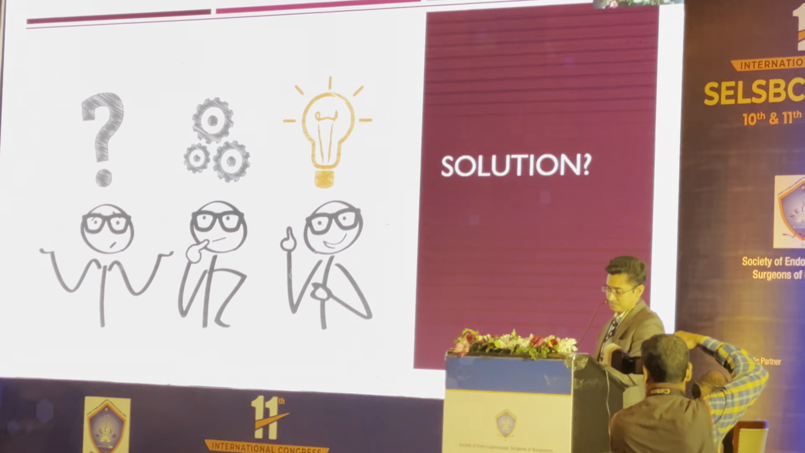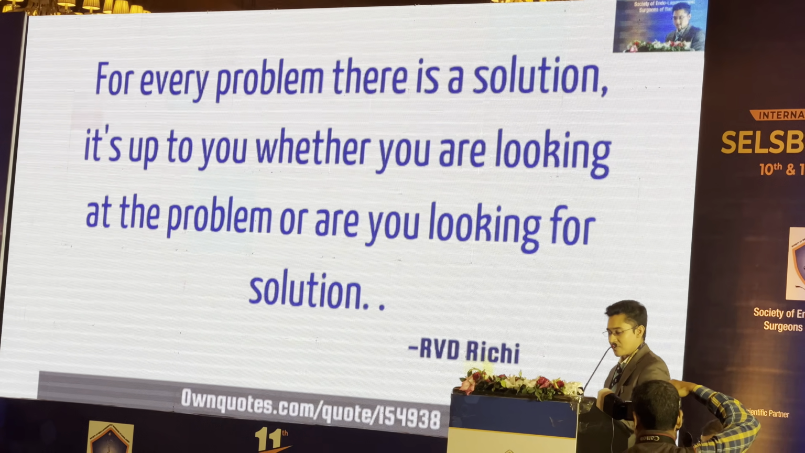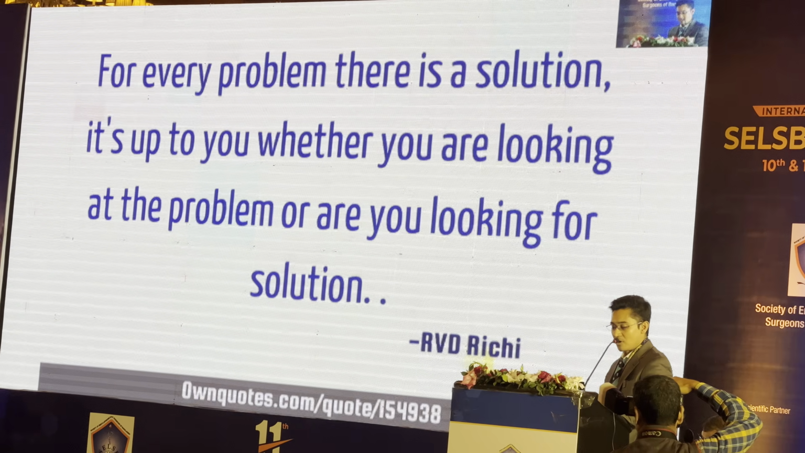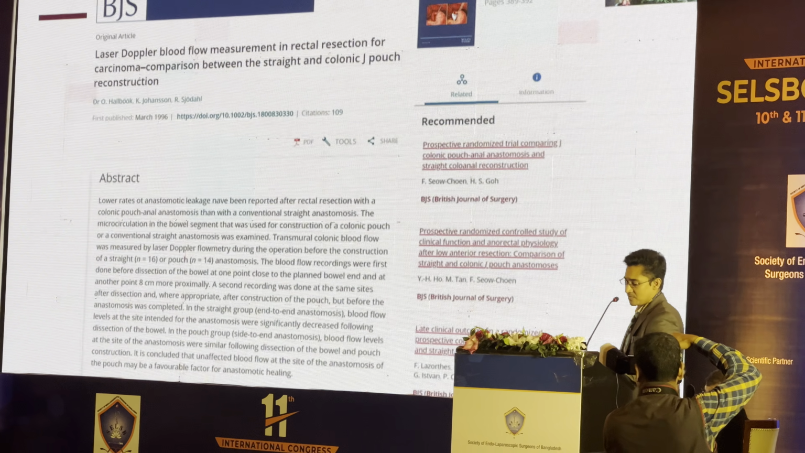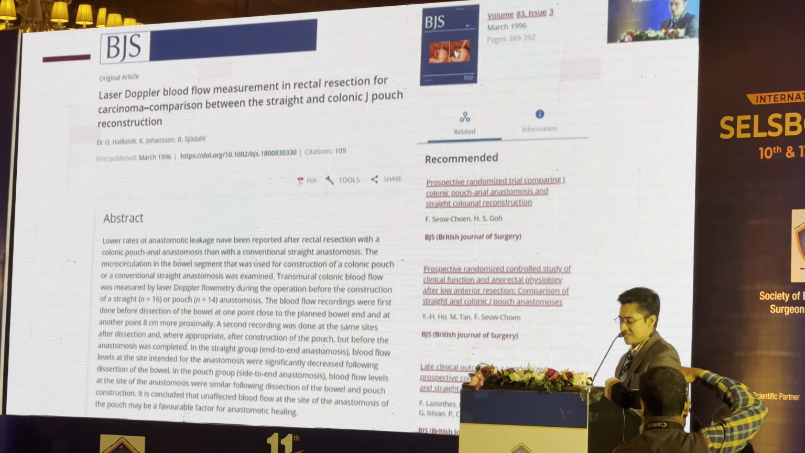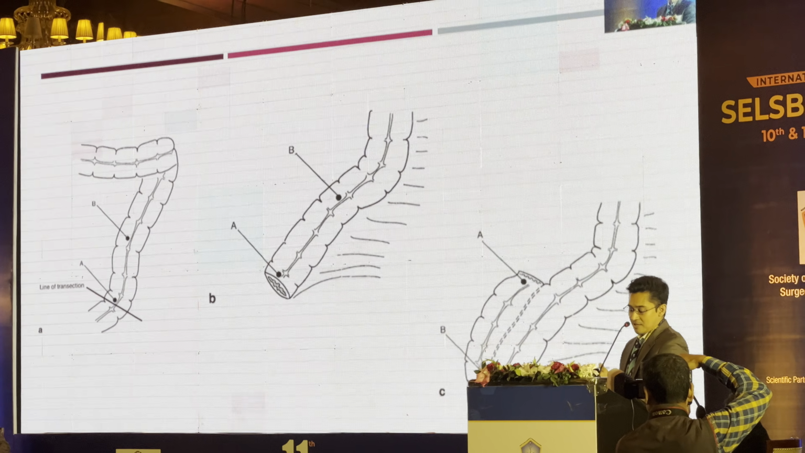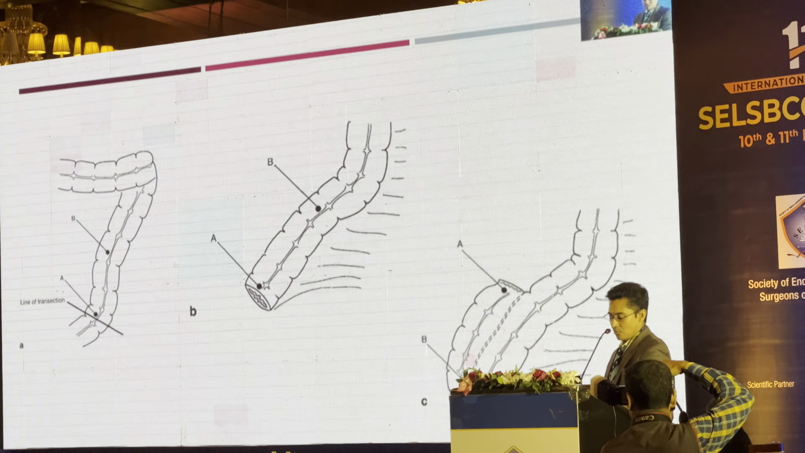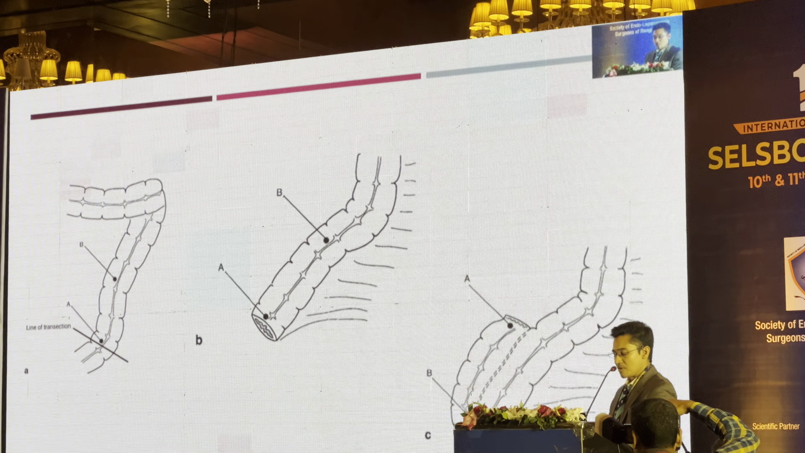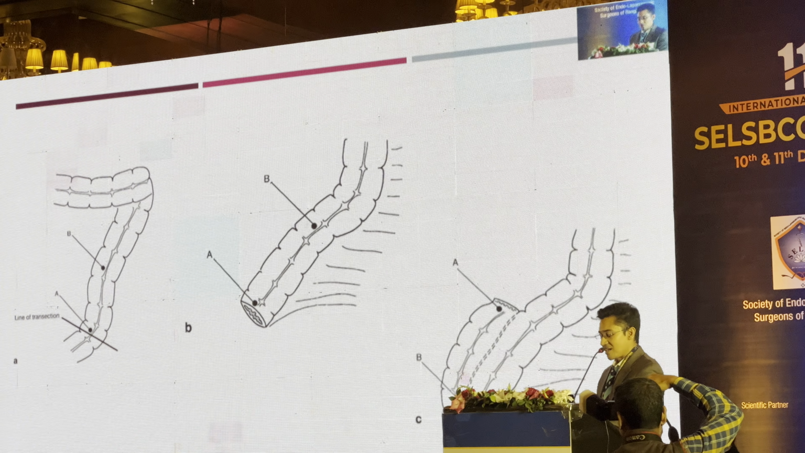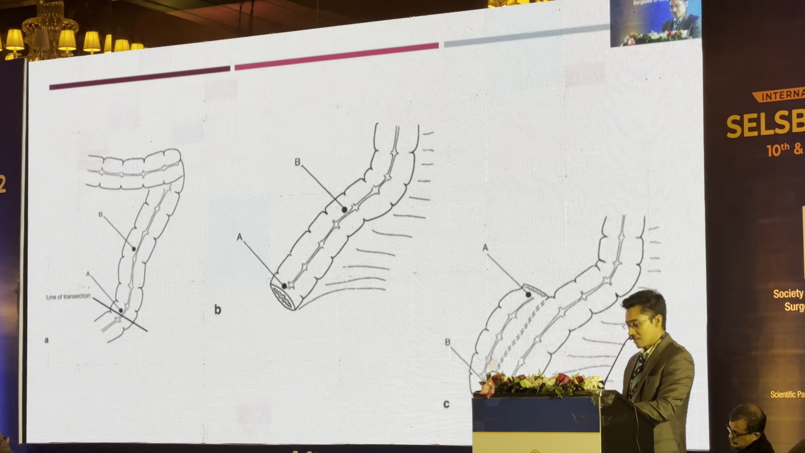So what can we do? Now, a great man said, for every problem there is a solution. It is up to you whether you are looking at the problem or you're looking at the solution. Now, this was another nice article in the British Journal of Surgery, which says that the terminal end of the colon, if you look at the picture here, where the line of transection is, has less vascularity than the proximal part of the colon. So we decided that we should do the anastomosis at a proximal part rather than the terminal part.